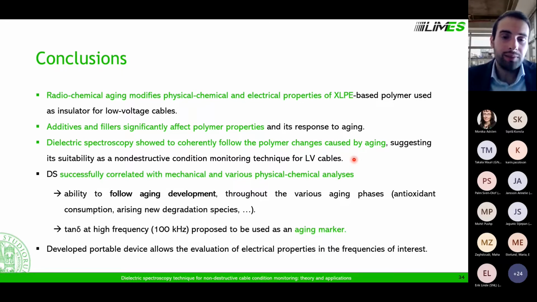caused by aging, suggesting the suitability of this technique for cable condition monitoring. And we have also correlated these results with other properties such as mechanical and ester index. And finally, we have presented the portable device, which was again suitable for the aging evaluation on site.